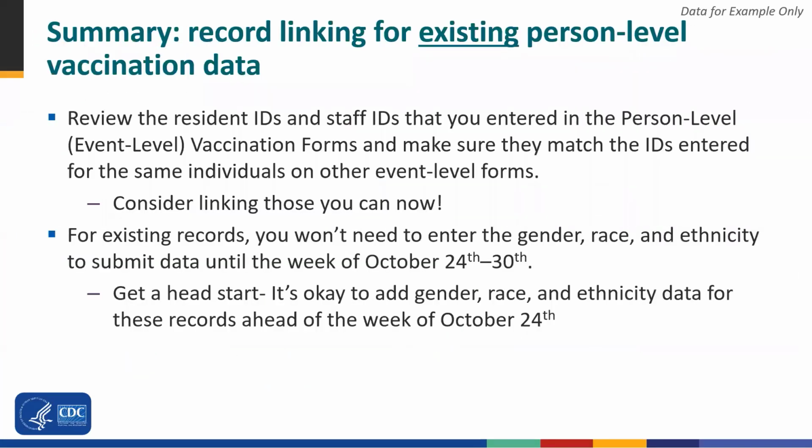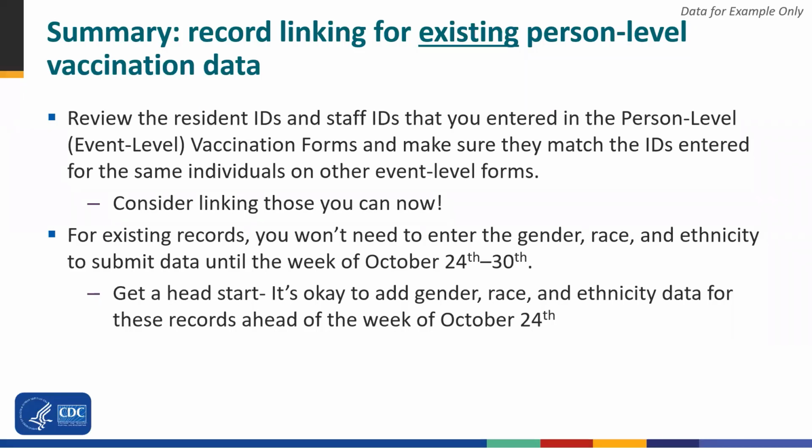So this slide just provides a summary of record linking for existing person-level vaccination data. So everything we just reviewed with the first flow chart on the left side of the screen. We recommend reviewing the resident IDs and staff IDs that have been entered on the person-level vaccination forms and make sure that they match the IDs entered for the same individuals on the other forms. And you should consider linking all of those that you can now.